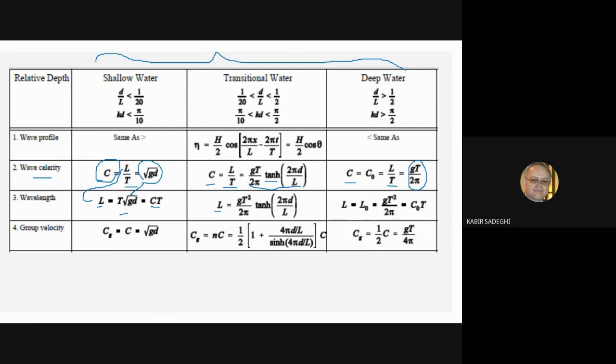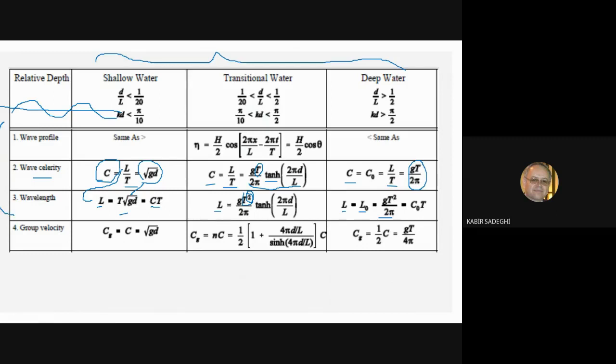And where is T? Then you have T squared here, we had only one T here. The second T comes here, T squared. For the deep water, the same. When we have a monochromatic wave, we have just one profile. This is called the monochromatic wave. For monochromatic wave, we use these values.